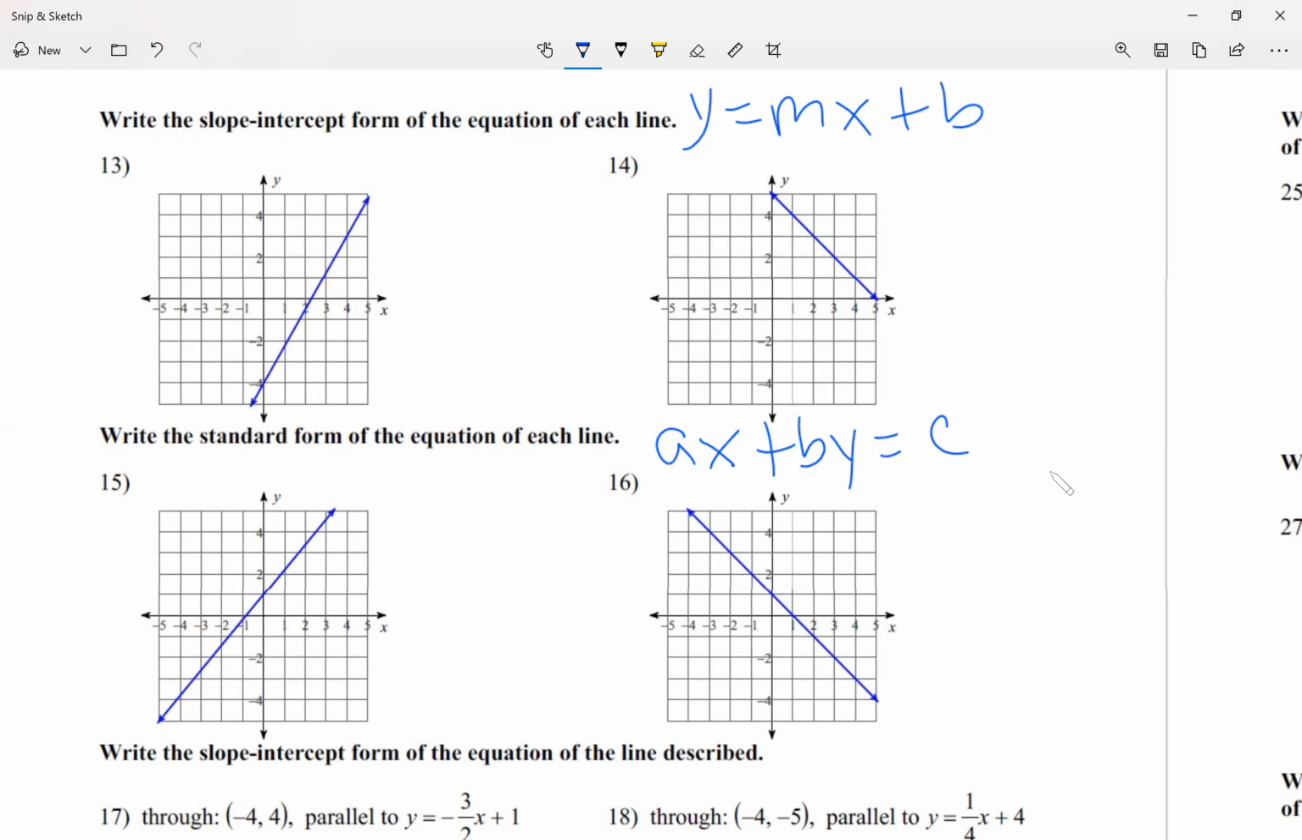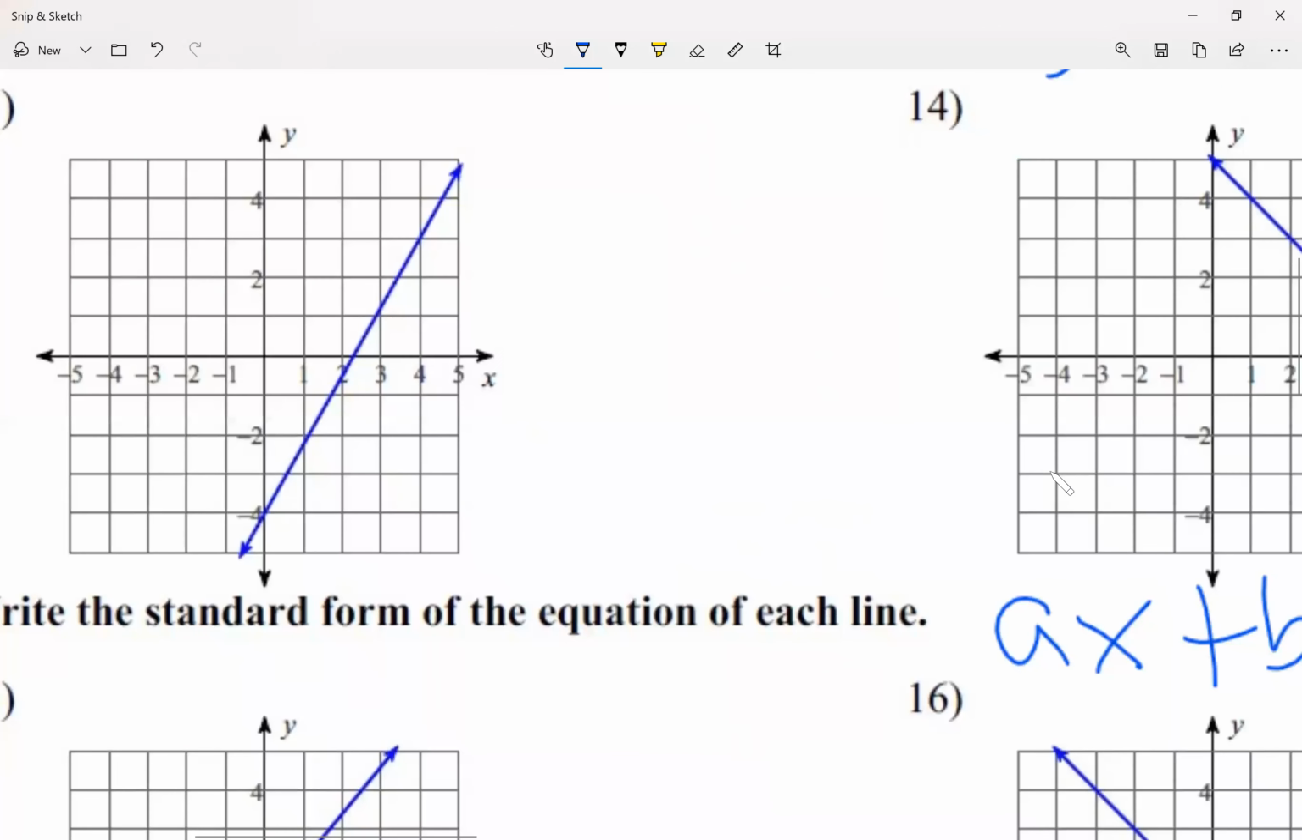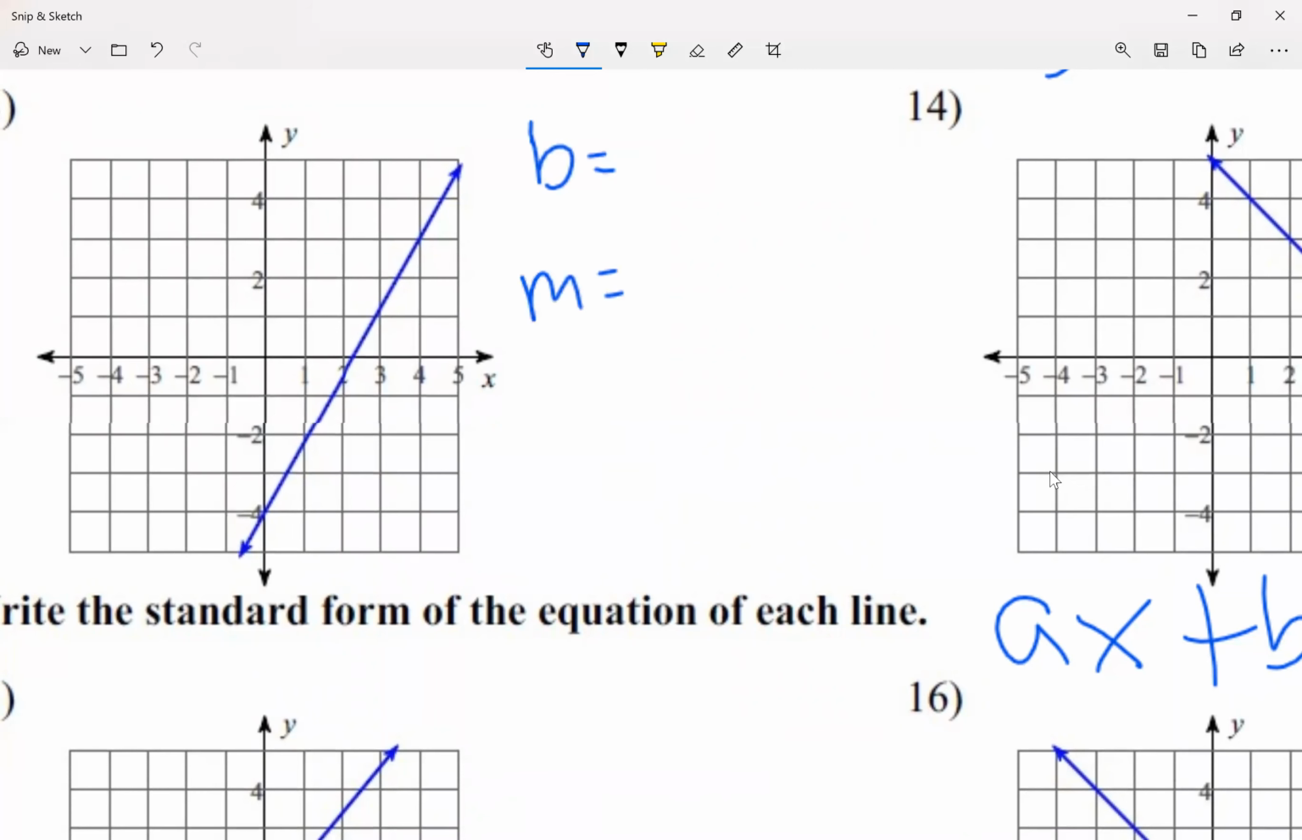So question number 13 and 14 say to write the slope-intercept form of each line. So there are two things I need to know. First of all, I need the b and I need the m. I need the y-intercept and I need the slope. The y-intercept is basically the value where I cross the y-axis. In this case, it's -4.